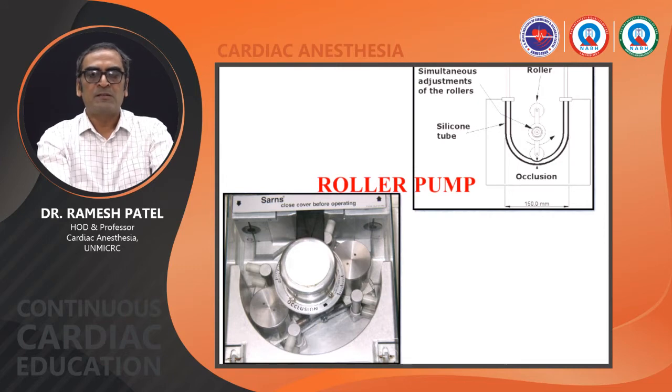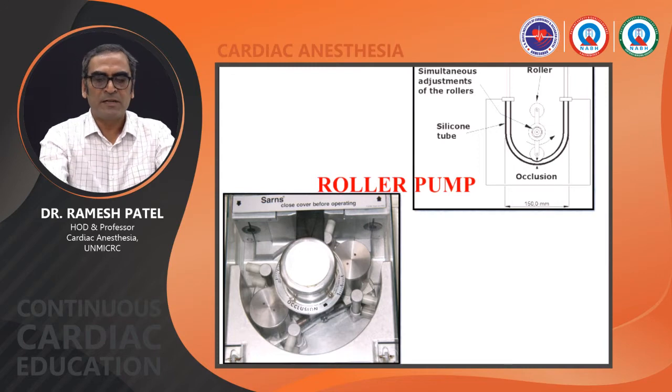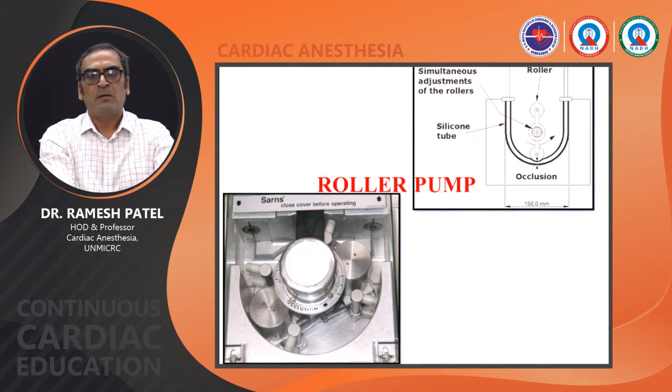In the middle there is a shaft, and two arms are fixed 180 degrees apart. At the end of each there is a roller fixed. So at all times, one roller is always compressing the tube, so forward flow of blood is possible. That way the roller pump functions. And this is a real photograph of the roller pump.